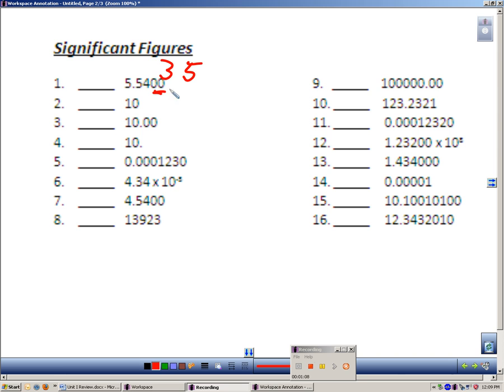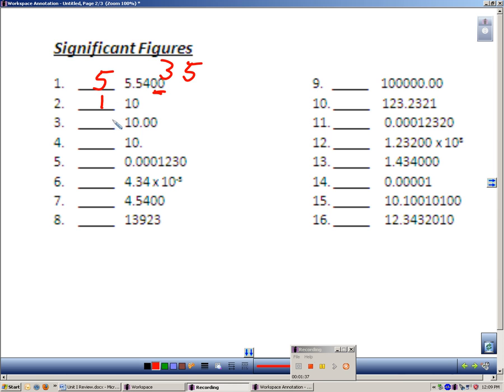The only time these zeros out here are not significant is if there's not a decimal place. So what do I mean by that? Well, if we look at this one right here, there's no decimal place. So for number 2, how many sig figs do we have, guys? 1. But for number 1, what we have is a decimal, and it's to the right of a non-zero digit, i.e. 4. So that means that these guys are significant, and I have 5.